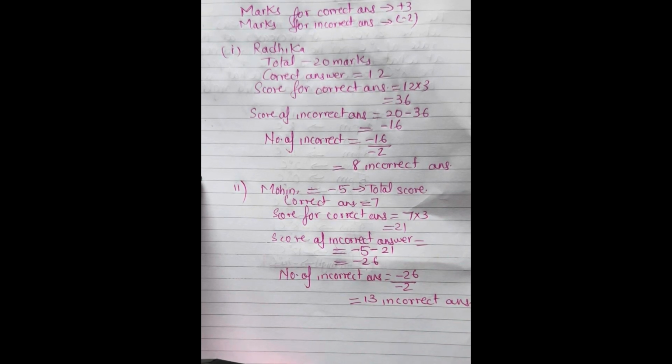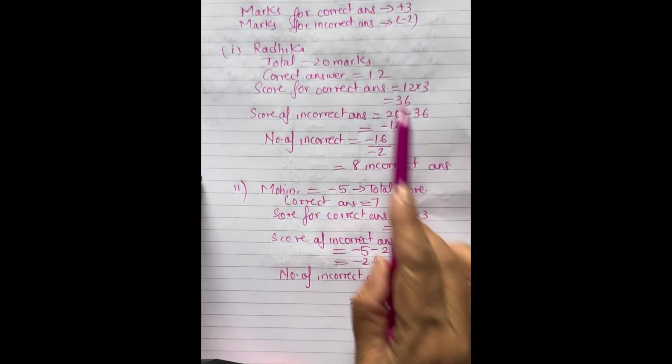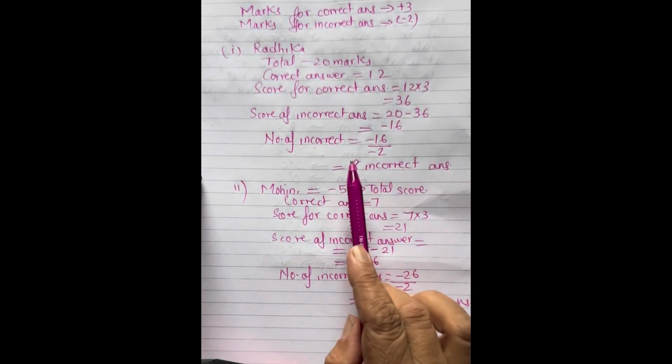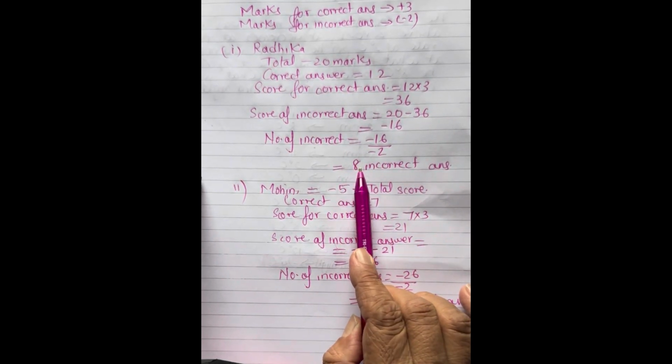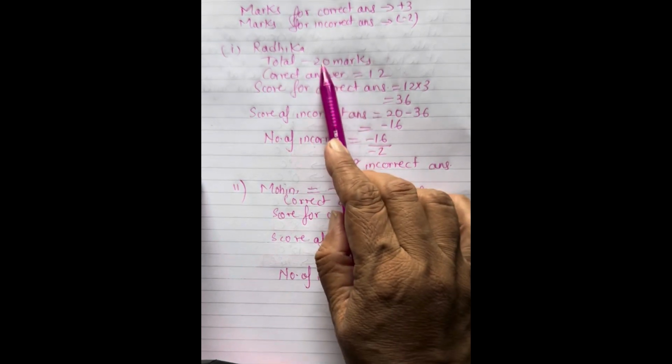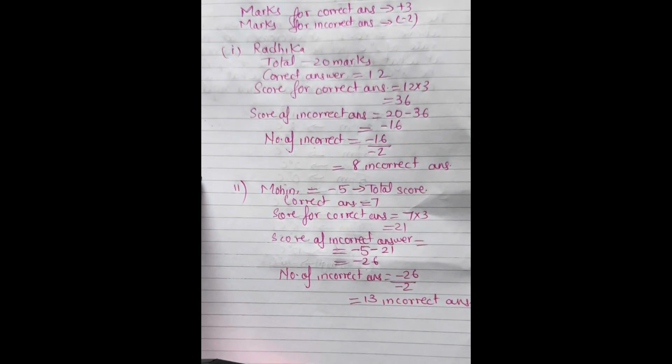And you can also check once you get the answer, you can cross-check whether your answer is correct or not. Like here in Radhika's case, 12 correct answers she gave. So 12 threes are 36. And incorrect we got 8. So 8 twos are 16. That is minus 16. So 36 minus 16 will give you 20 as the total score. So that means our answer is correct.